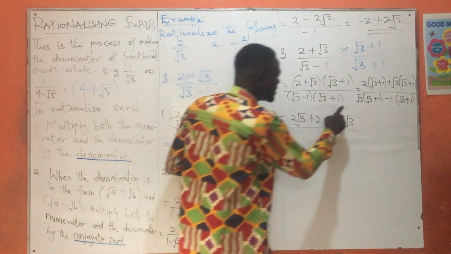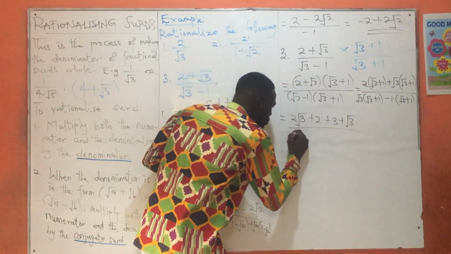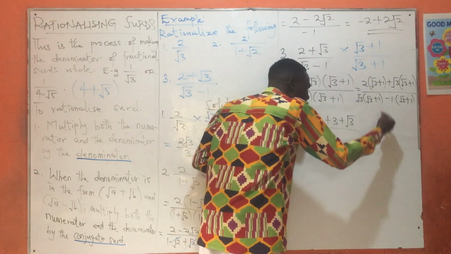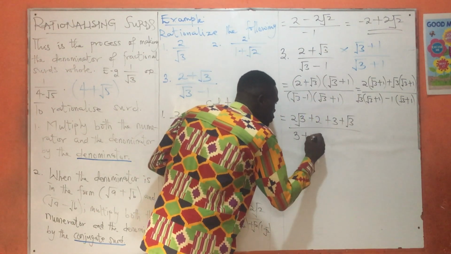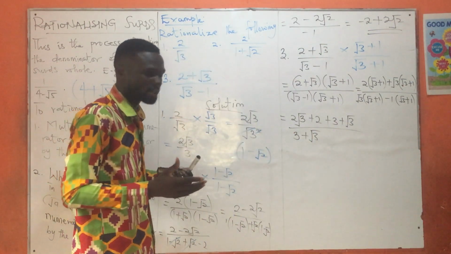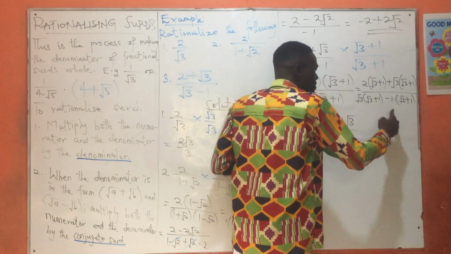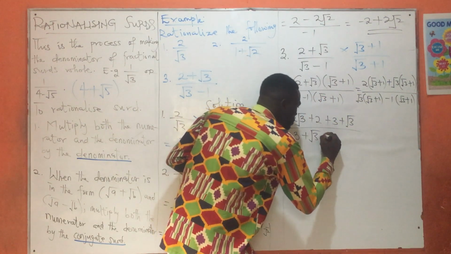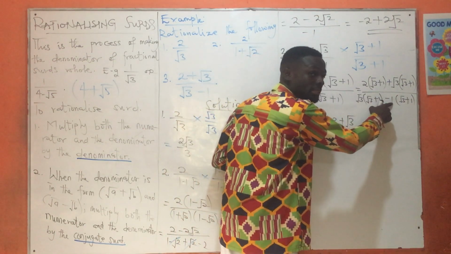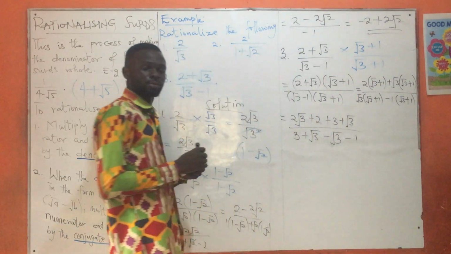So we have root 3 times root 3, which will give you 3. Root 3 times 1 will give you 1 root 3, which the 1 is not written. Now you have minus 1 times root 3 will give you minus root 3. Then minus 1 times 1 will give you negative 1.